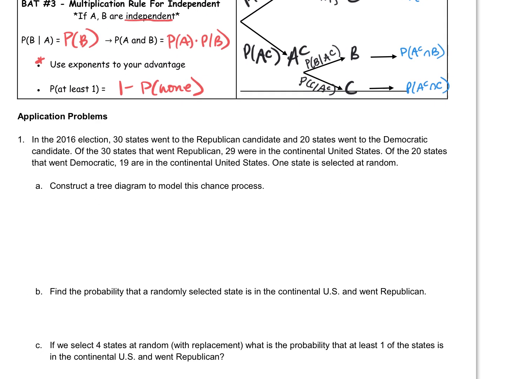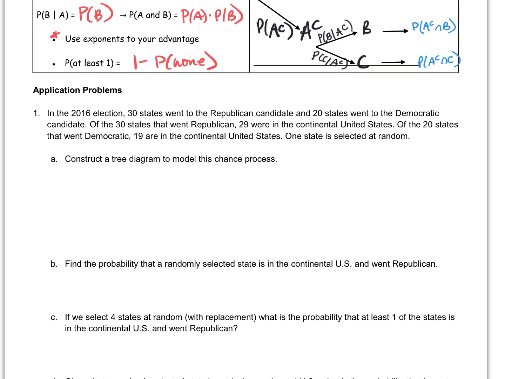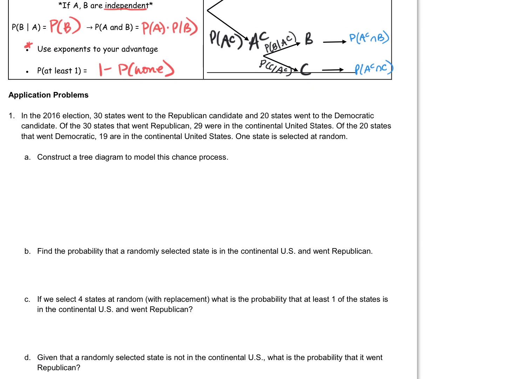All right, let's try one of these. In the 2016 election, 30 states went to the Republican candidate, 20 went to the Democratic candidate. Of the 30 states that went Republican, 29 were in the continental U.S. Of the 20 states that went Democratic, 19 were in the continental U.S. One state is selected at random. Okay, when they give you this, like it's kind of a series of things that happen, that's kind of your clue to do a tree diagram. Okay, we've got charts, we've got Venn diagrams, now we've got tree diagrams. All these are strategies for probability, but when you find consecutive events like this, tree diagrams are your go-to.